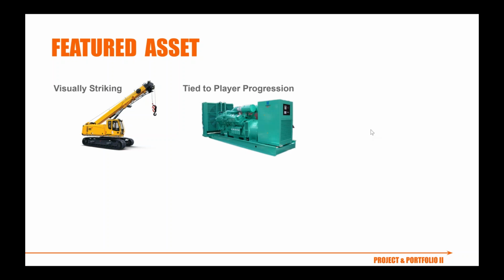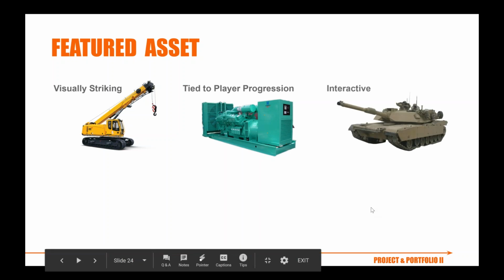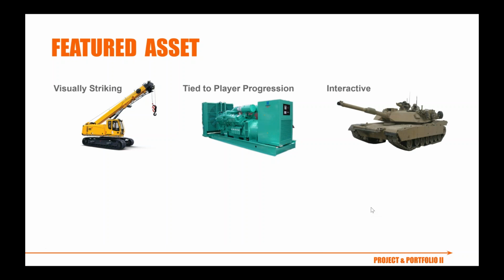Also, you want to have something that's tied to player progression. Remember, going back to we want the player to experience 90 to 100% of the level. We want the featured asset to be something that they're required to interact with in some way, shape, or form. And then also we want the featured asset to be something that's interactive.